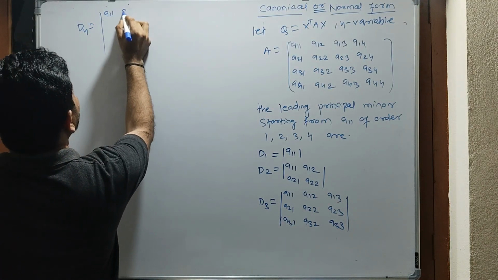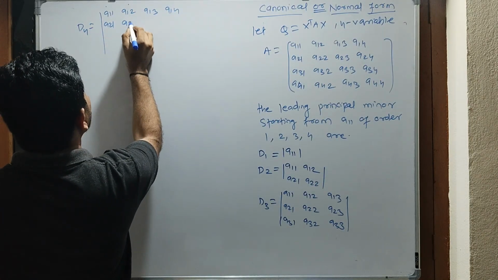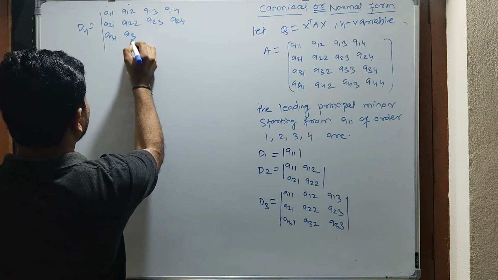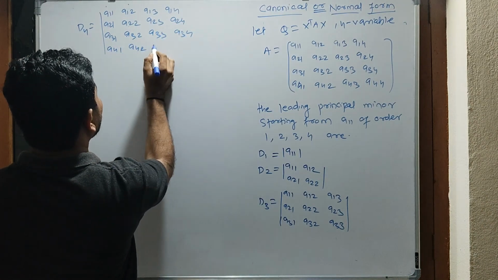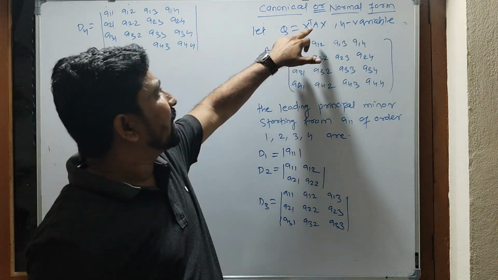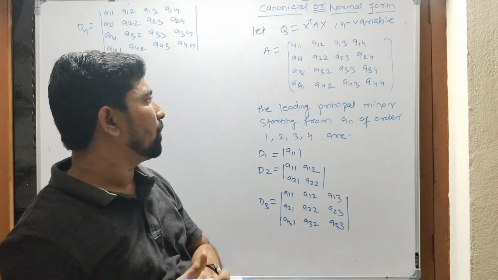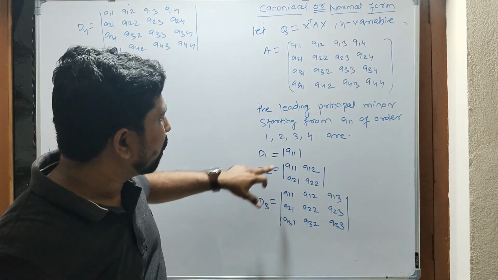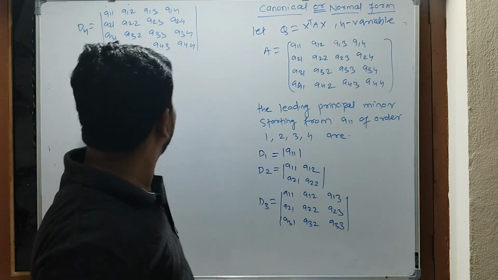Start with A11, A12, A13, A14, A21, A22, A23, A24, A31, A32, A33, A34, A41, A42, A43, A44. Here this is the quadratic form in 4 variables, and this is the matrix corresponding to this quadratic form. The leading principal minors starting from A11 of order 1 is this one, of order 2 is this one, of order 3 is this one, and of order 4 is this one.